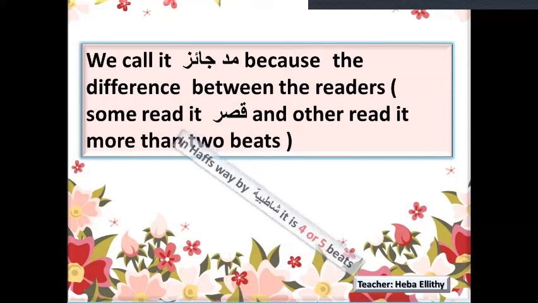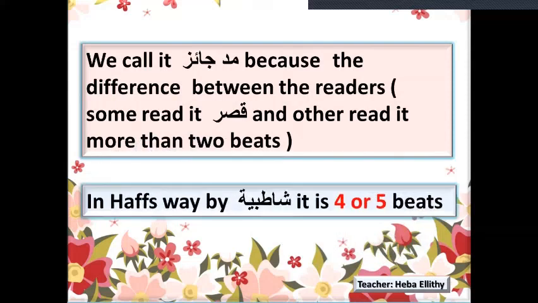So in Hafs way, the one we study by الشاطبية, we read it 4 or 5 beats. But other readers, they don't stretch it at all. They read it just 2 beats. That's why it's جائز.